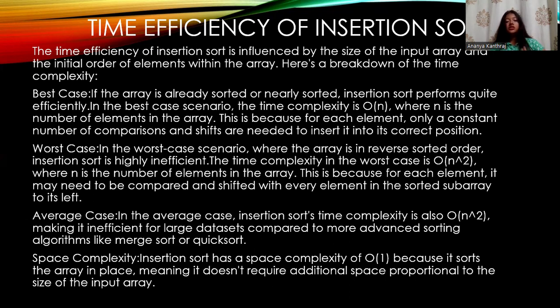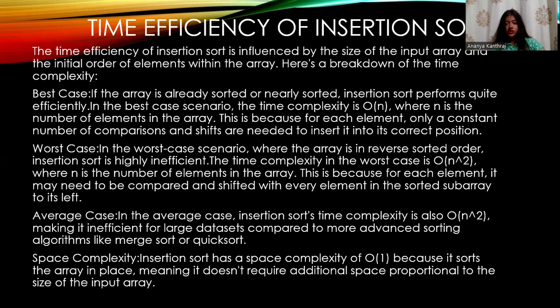In the best case scenario, the time complexity is O(n), where n is the number of elements in the array. It's because for each element, only a constant number of comparisons and shifts are needed to insert it into the correct position. Now, the worst case is where the array is in reverse order.